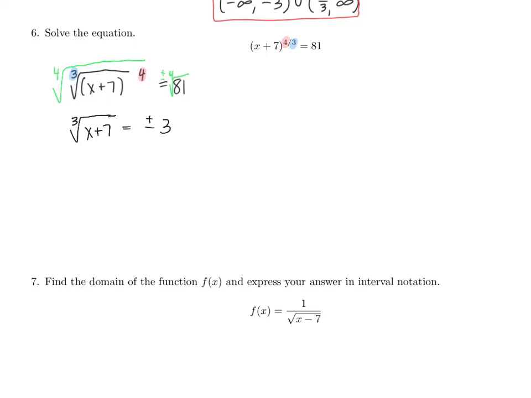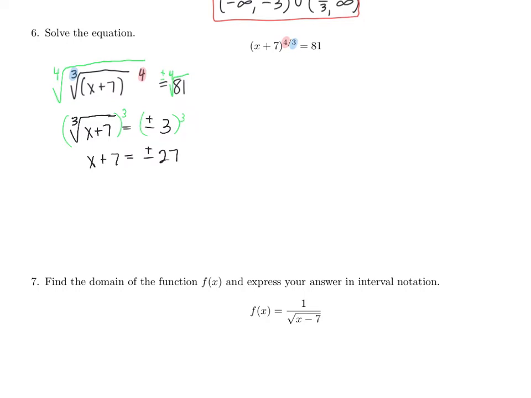Okay, so now you want to finish by undoing the cube root. To undo the cube root, you need to cube both sides. So now we have x plus 7 is equal to a positive 3 cubed, which is a positive 27, and a negative 3 cubed is a negative 27. So we can put plus or minus 27.